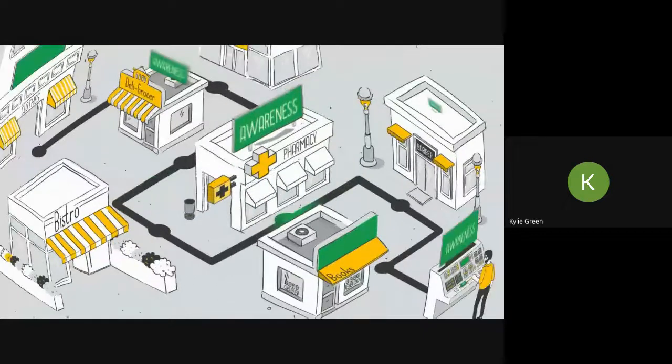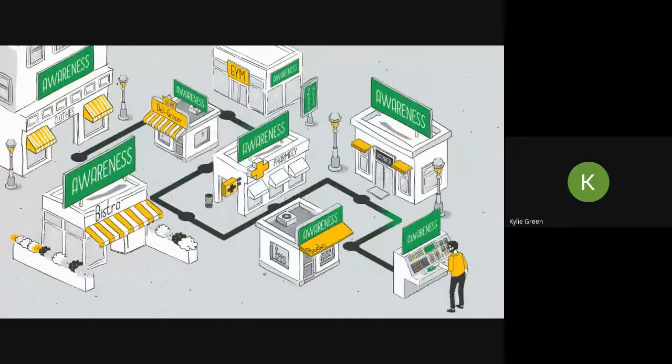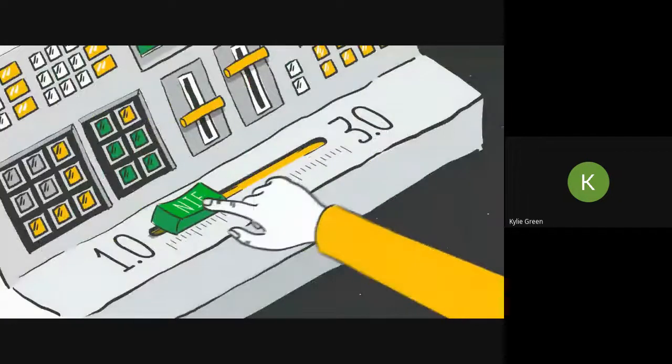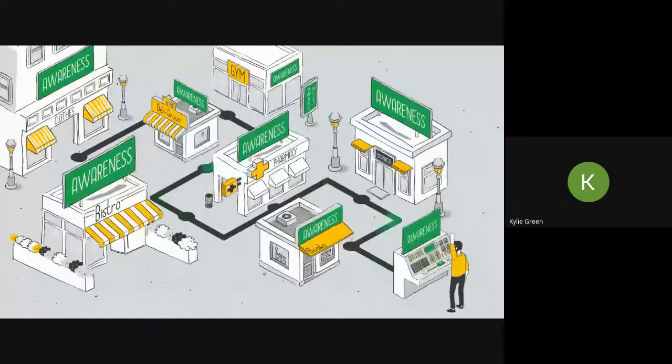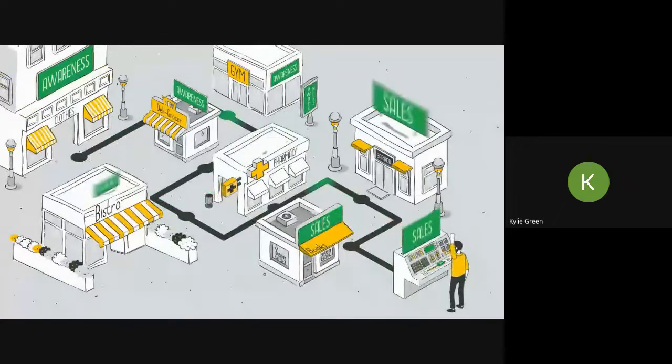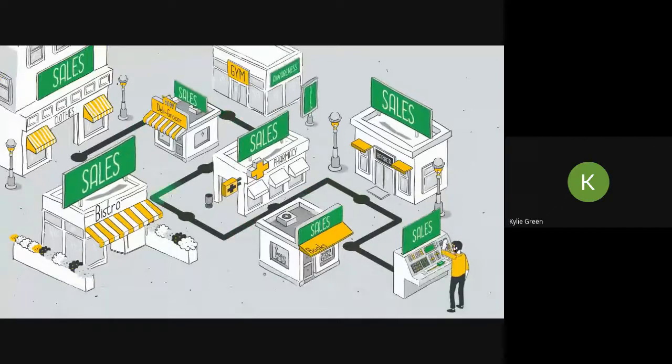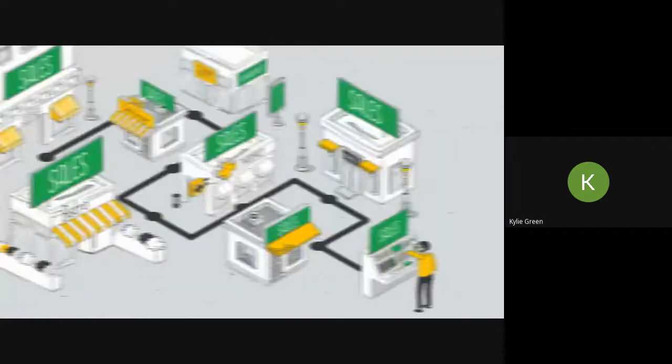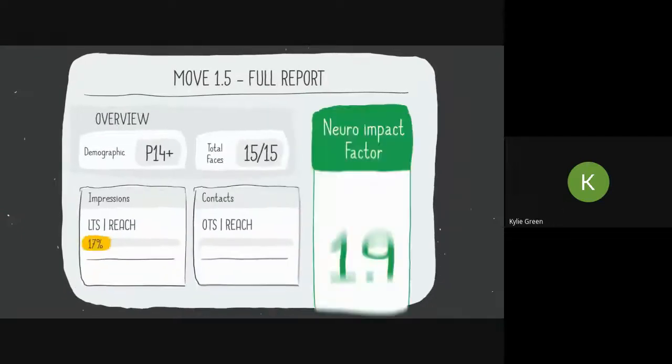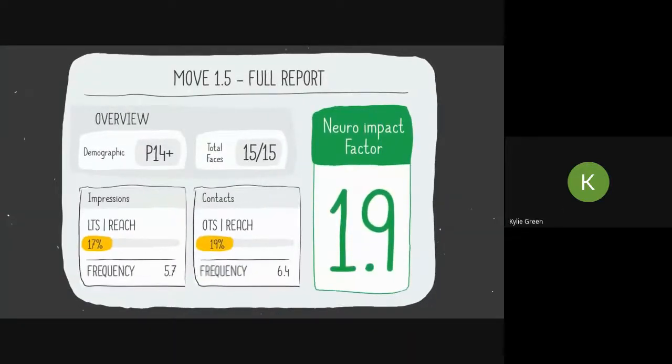Be it brand building and awareness or sales activation, the Neuro Impact Factor, in conjunction with reach and frequency, will help you choose the right mix of formats and locations to realize your campaign goals. Every outdoor campaign you plan and buy will come with reach, frequency, impressions, and the Neuro Impact Factor. Use it now in Move 1.5.